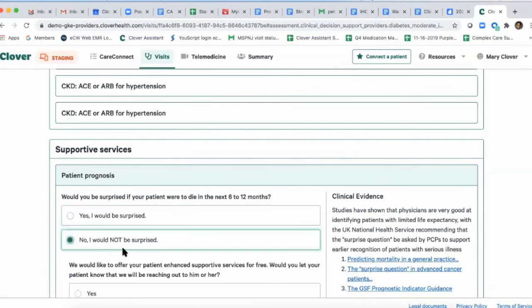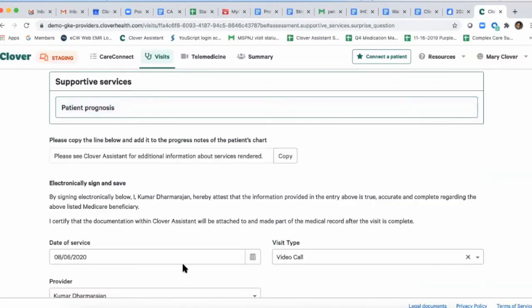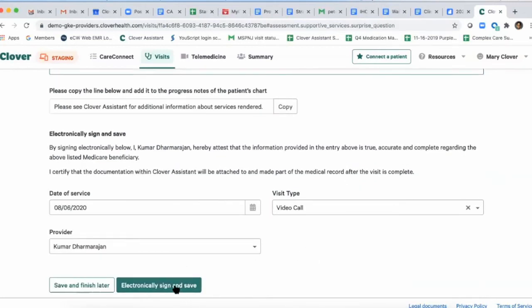But if the answer is no, I wouldn't be surprised, Clover lets you know that we'll offer your patient enhanced supportive services for free. We're very happy to talk to your patient about resources, end of life planning, and other considerations that may be important to him or her, and help you and your patient execute on a care plan that's consistent with your patient's values and preferences. All right, and once you're done, all you do is electronically sign and save, and you're done.